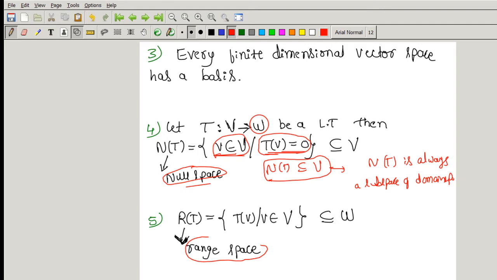R of T is nothing but the range space of T. The range space is always a subspace of the codomain space. The range space is the set of all elements T of v, where v is an element in the domain. So N of T is always a subspace of the domain, and R of T is always a subspace of the codomain space.